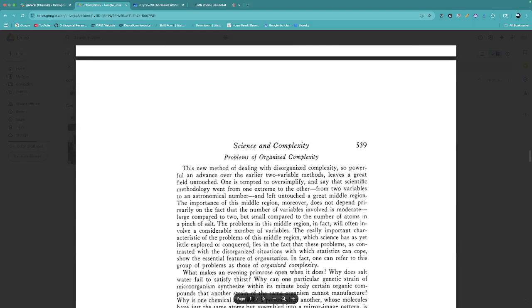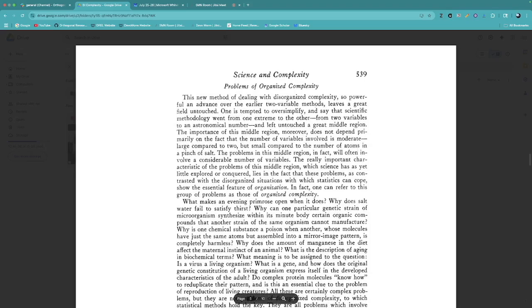Okay, so then there's this problem of organized complexity. This problem of disorganized complexity, which is an advance over the earlier two-variable methods, leaves a great field untouched. One is tempted to oversimplify and say that scientific methodology went from one extreme to the other, from two variables to an astronomical number, and left untouched a great middle region. So again, with ensemble averages, we can go to very large numbers of things and calculate their average.